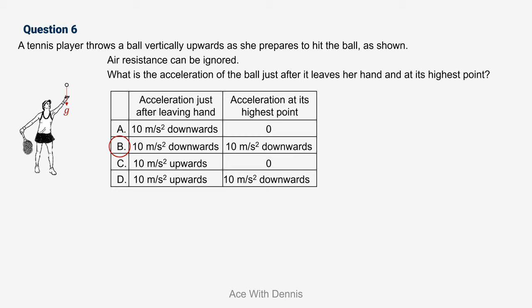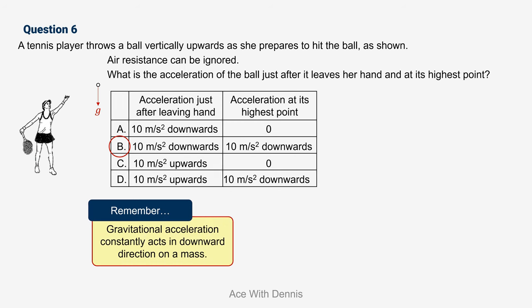So let's look at this animation where the g is always pointing downwards. The g is the acceleration due to gravity. When the ball moves to the highest point and continues to move downwards, the direction of g is always pointing downwards. Remember that gravitational acceleration constantly acts in the downward direction on a mass.